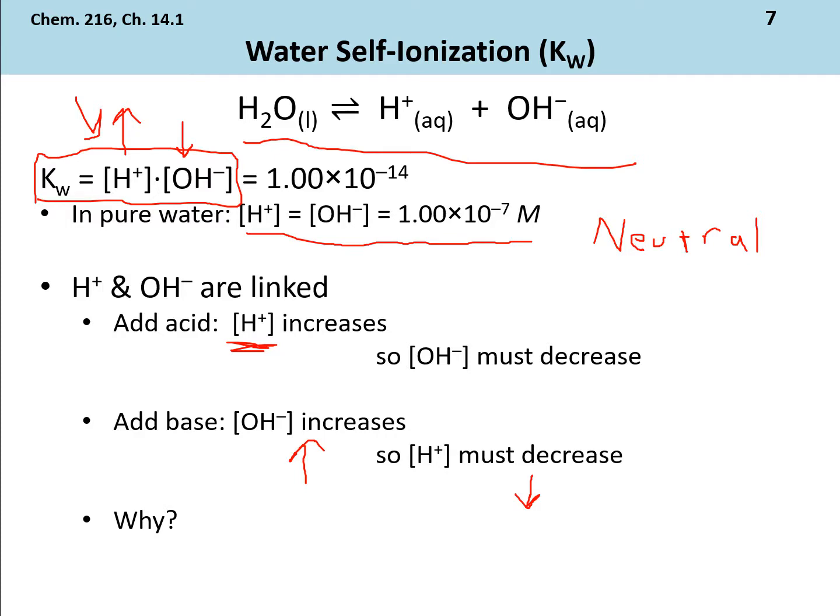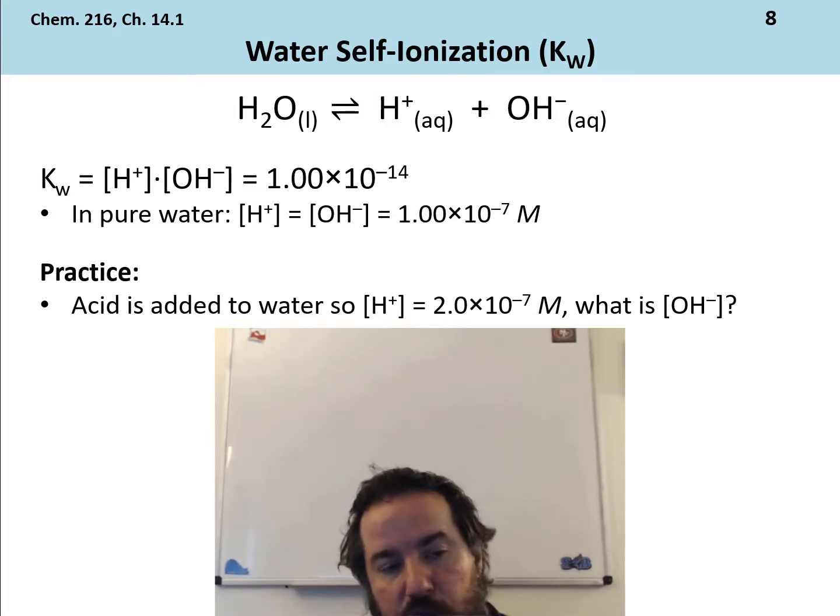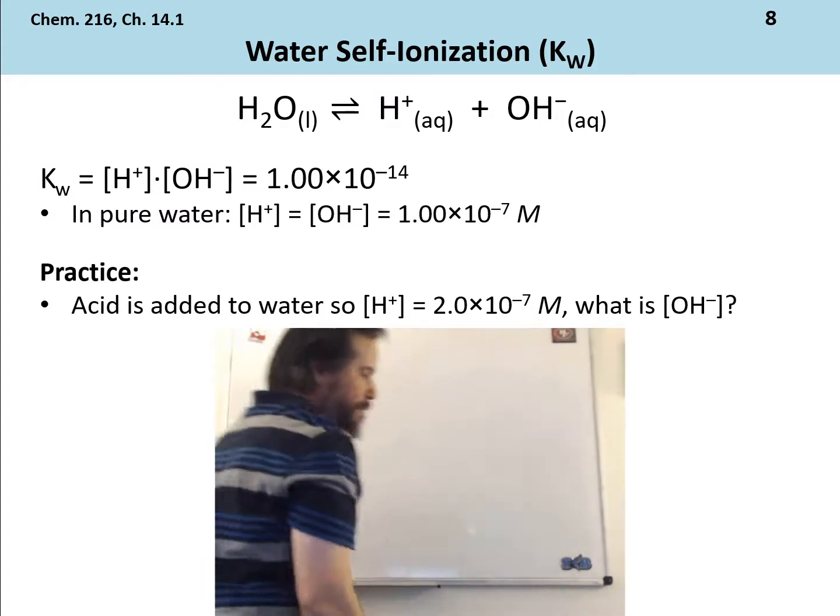Why is this the case? The reason is everyone's favorite, Le Chatelier's principle. Le Chatelier's principle says, if I add a product, such as OH minus, what happens? It shifts towards the left. That means I'm going to get less of my H plus. So my OH minus will increase, but my H plus is going to decrease. And vice versa if I add H plus. Let's use this Kw in a problem.